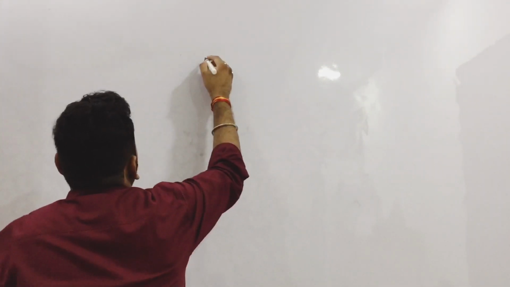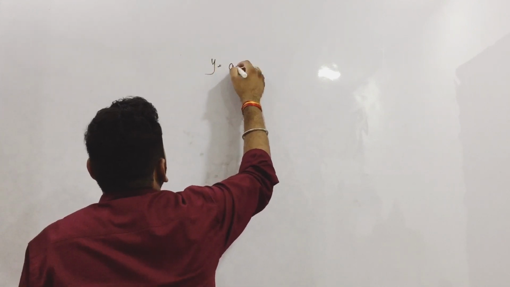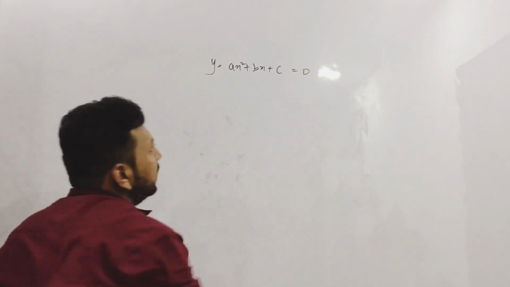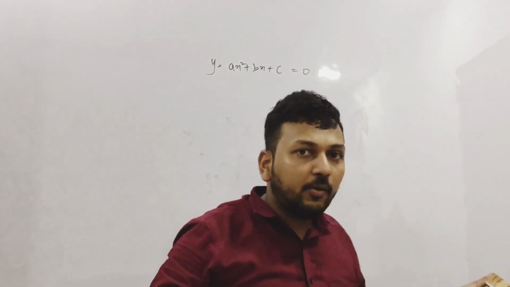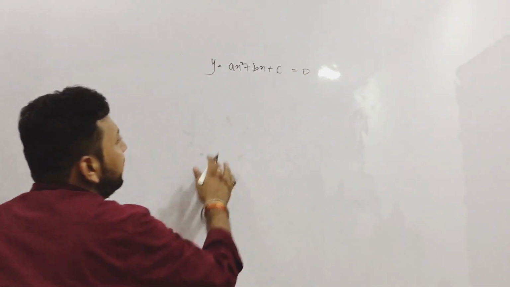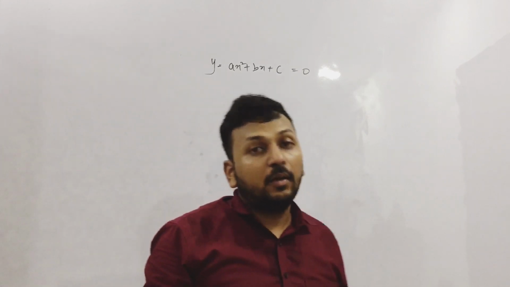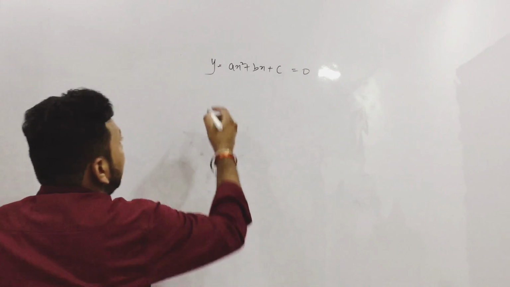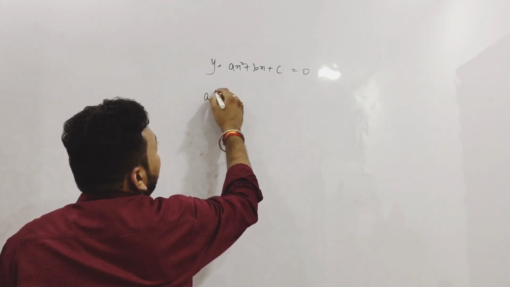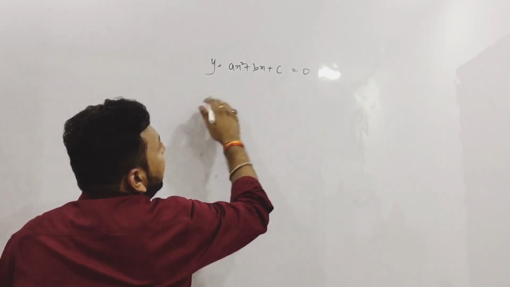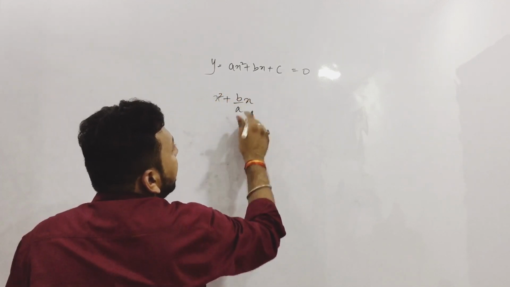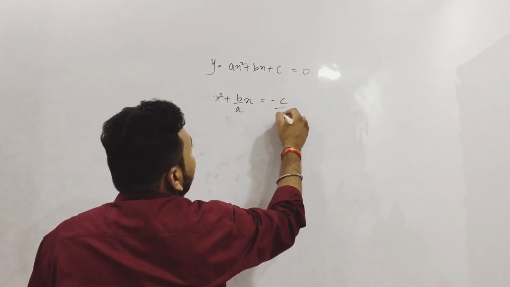Okay, so let us take a very basic thing: y is equal to ax square plus bx plus c is equal to 0. This is a basic quadratic equation we all know. Many people know the formula for the solution of this, but they do not know how to derive it. So let me just solve it. If I divide the equation by a, it will become x square plus b by a x is equal to minus c by a.